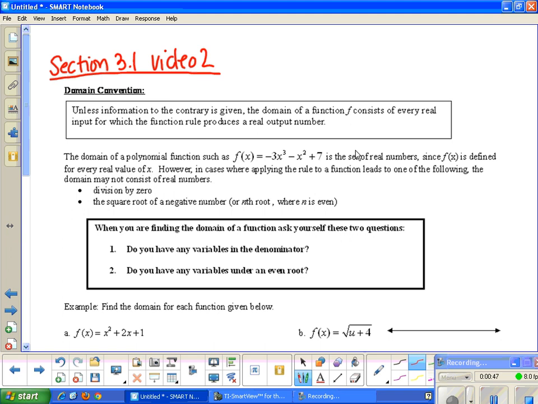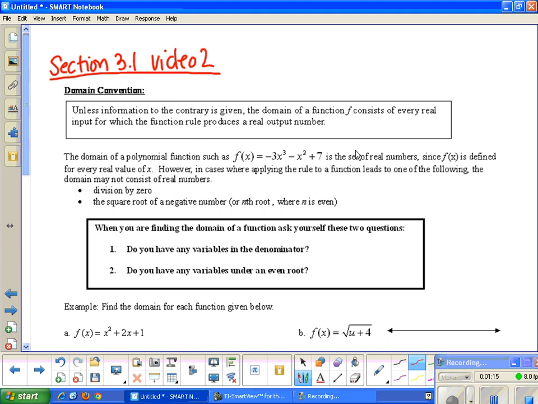However, in cases where applying the rule to a function leads to one of the following, the domain may not consist of all real numbers. It's still possible that it can, but you have to check, which is what we're going to learn how to do. So you have to be careful: division by 0, and also the square root of a negative number. Or you can say the nth root where n is even. So any roots that you have that are even, you have to watch out for negatives underneath the radical.